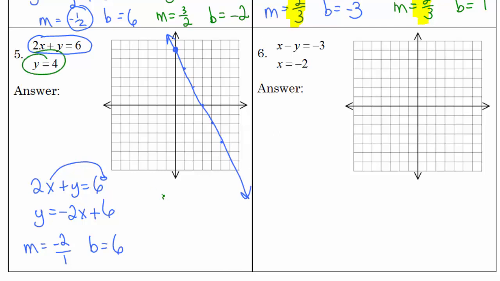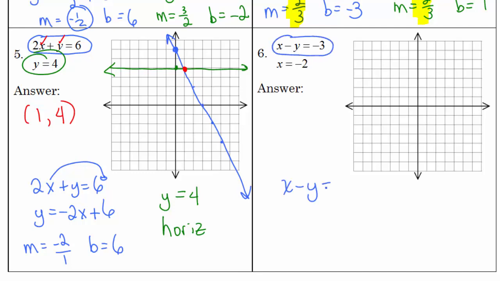Now I have y is equal to 4. This is great practice on remembering what kind of line is that. It's horizontal. So we have y is equal to 4. We know it's a horizontal line. Where do they intersect? Right there. And again, you could check those.